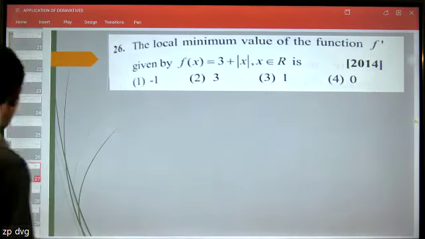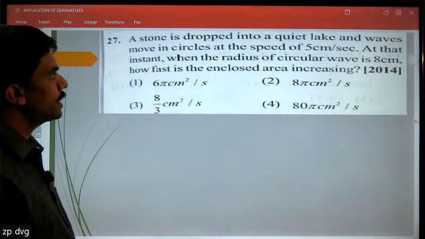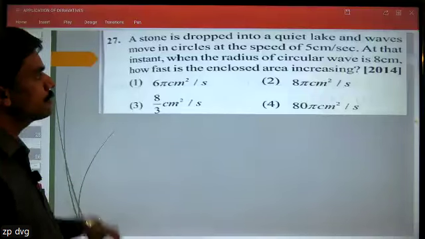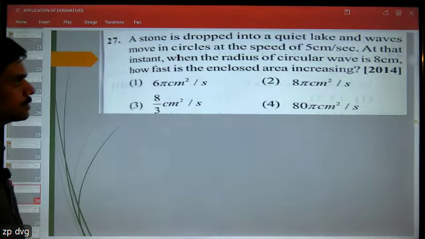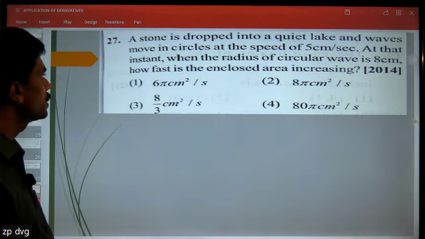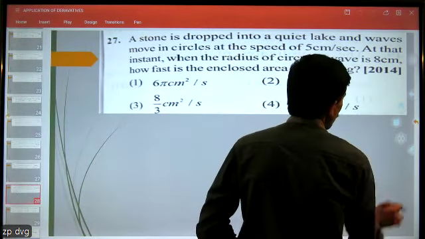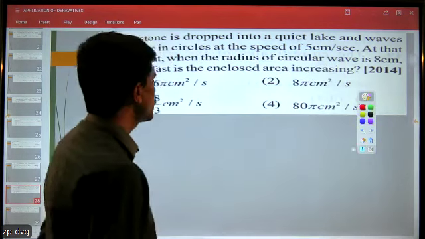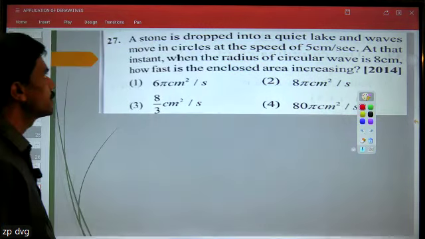Question number 27. A stone is dropped into a quiet lake and waves move in circles at a speed of 5 centimeter per second. At that instant, when the radius of the circular wave is 8 centimeter, how fast is the enclosed area increasing? So they ask dA by dt.